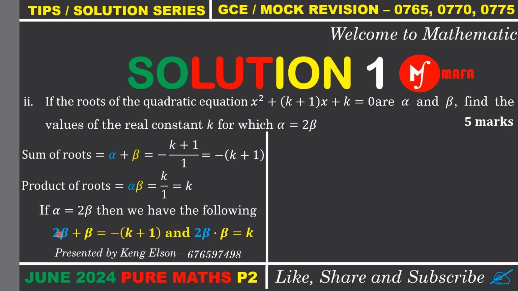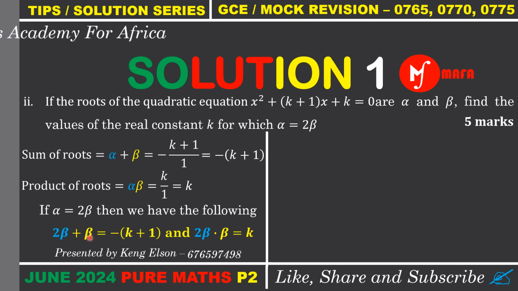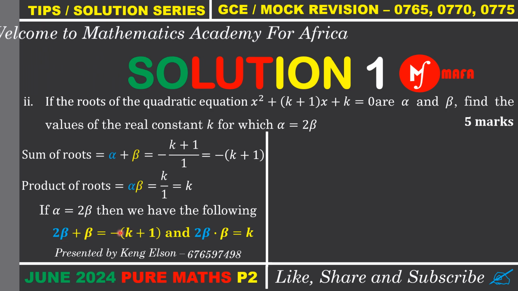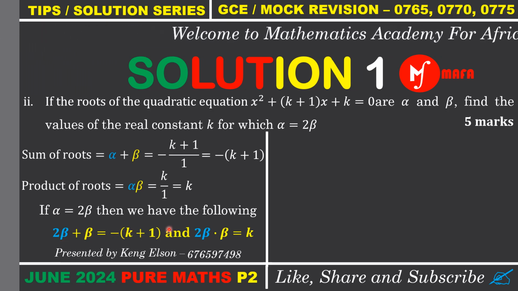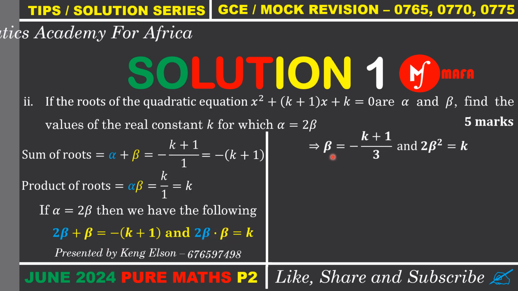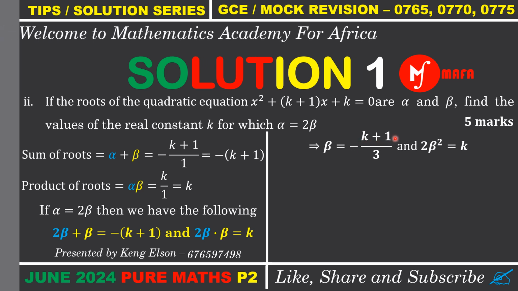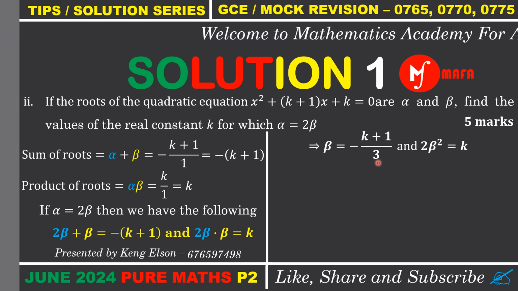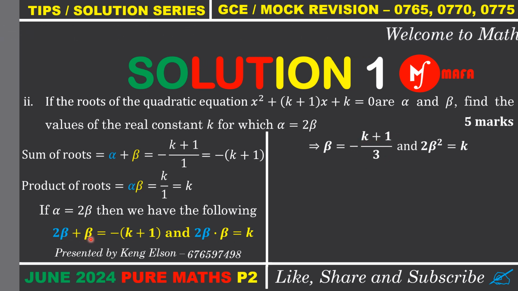Alright, so on the first equation here, 2 beta plus beta is 3 beta. So beta will just give us the right hand side divided by 3. Now you still have here 2 beta squared equal to k. So for the first equation, your beta is negative into k plus 1 divided by 3. Because when we sum 2 beta plus beta, we get 3 beta, and then we need to get beta.